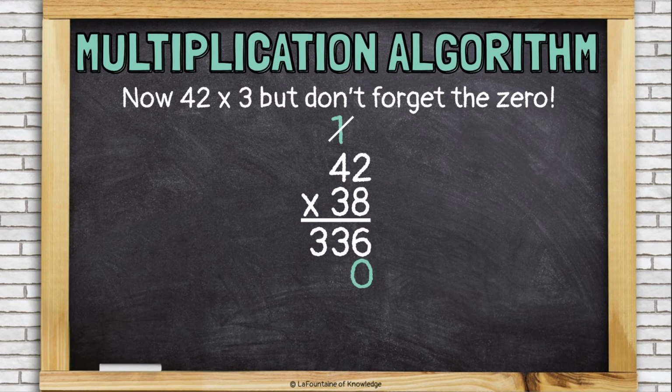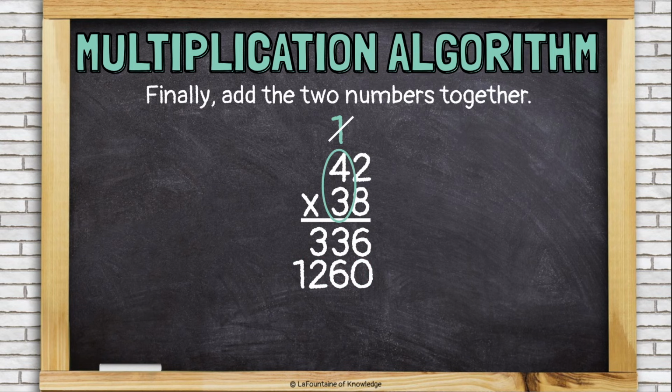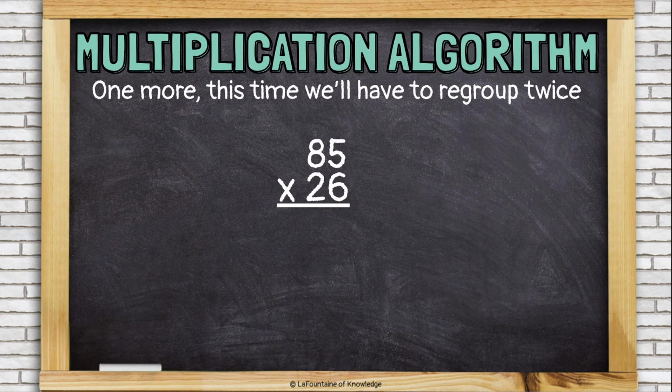Okay, now I'm ready to multiply. To get my second number, I'm going to multiply 42 times 3. So first I do 3 times 2, which is 6, and then I do 3 times 4, which is 12. And finally, I just add the two numbers together to get my final answer, which is 1,596.